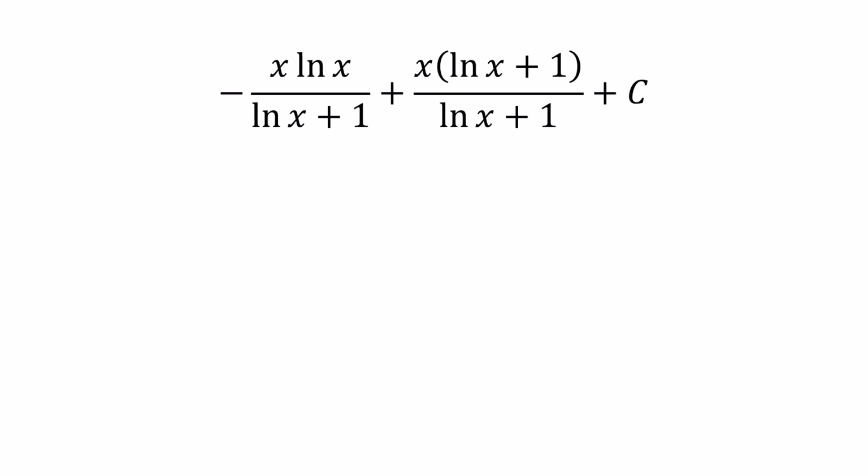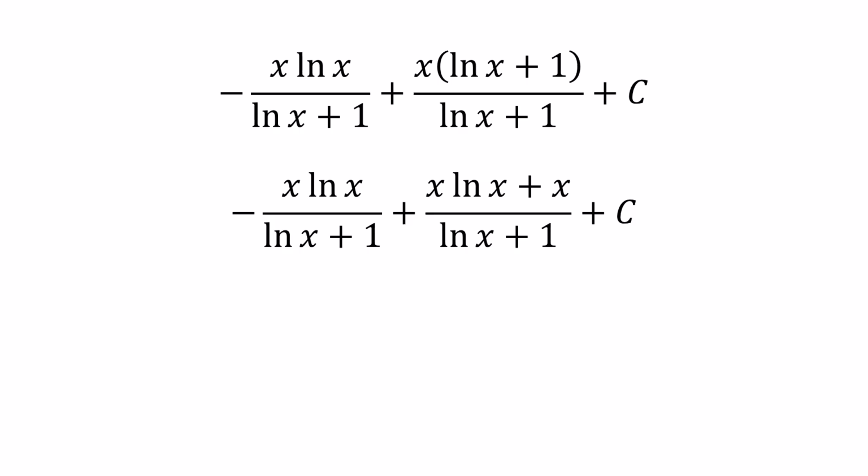Distributing the x then gives minus x ln of x all over ln of x plus 1 plus x ln of x plus x all over ln of x plus 1 plus c. Adding the two fractions, we get a final answer of x all over ln of x plus 1 plus c.